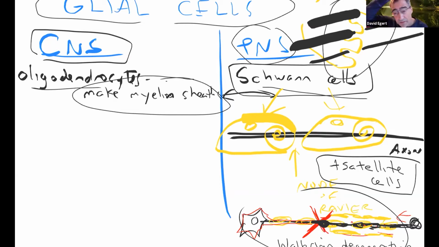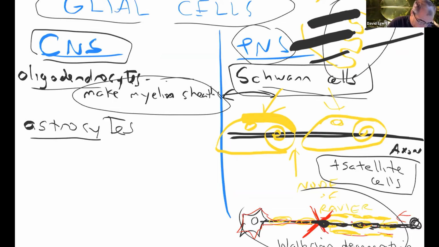So in the CNS, we're going to have a variety of more interesting glial cells. There's going to be astrocytes. Astrocytes get their name because they have little processes that come off, so they look like little stars. Like an asterisk gets the name asterisk. Astronomy, astro means star. Astrocytes are cells that look like little stars.